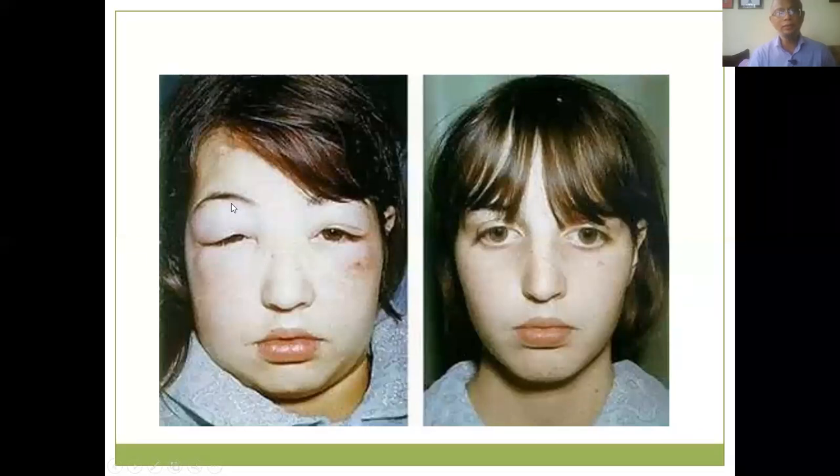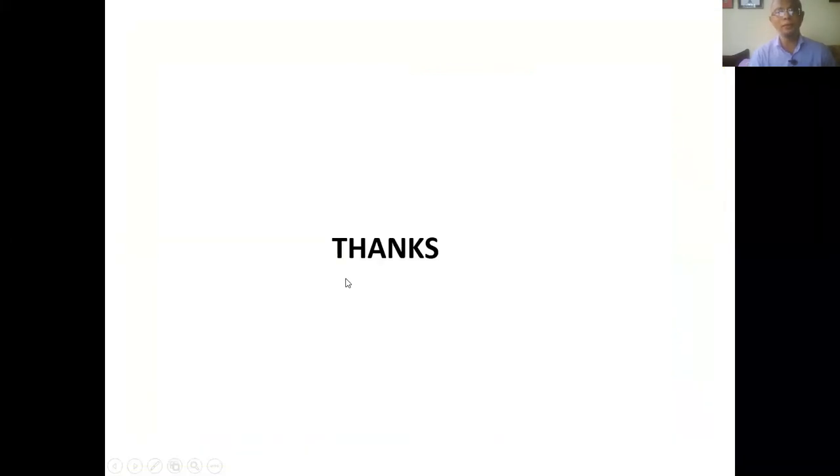So you see, before treatment there is a swelling of the face, lids are also swollen, there is a puffiness of the face, and after treatment it comes to normal. Probably it is the case of minimal change lesion.